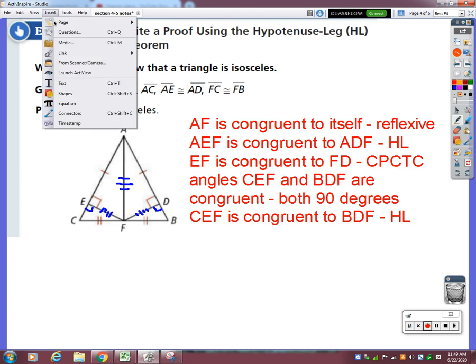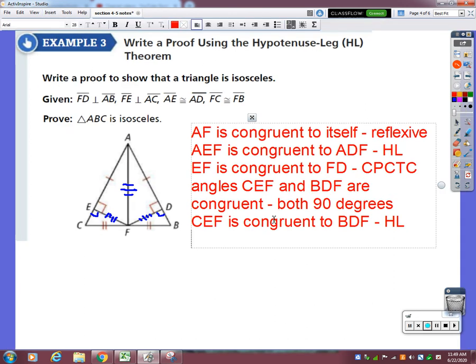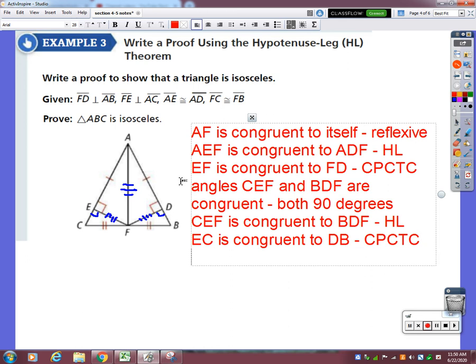Okay, this is a little trickier than I thought, but we're almost there. So then that means that EC is congruent to DB, and that's again CPCTC. And then if AE is congruent to AB and EC is congruent to DB, then that means the whole things are congruent to each other by some segment addition postulate or something like that.